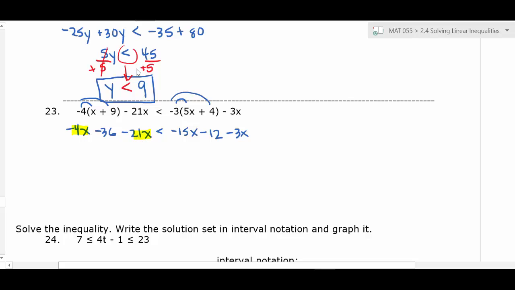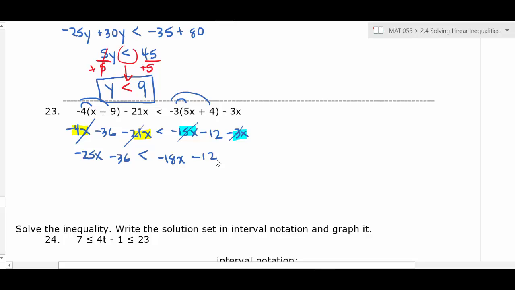Now you have a bunch of like terms. So you need to put those two things together. And you need to put these two things together. Get your like terms together before you start rearranging. So this is negative 25x when you put those two things together. Still have the minus 36 less than, and then negative 15 subtract 3 is negative 18x, and then subtract 12. So you want to start there.